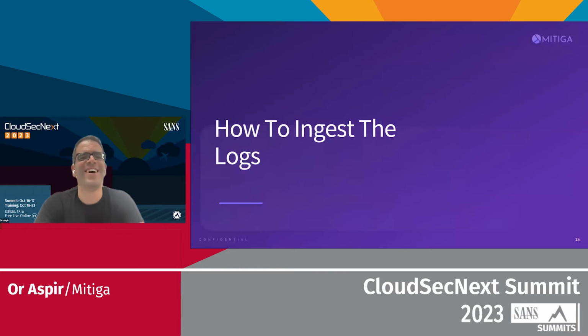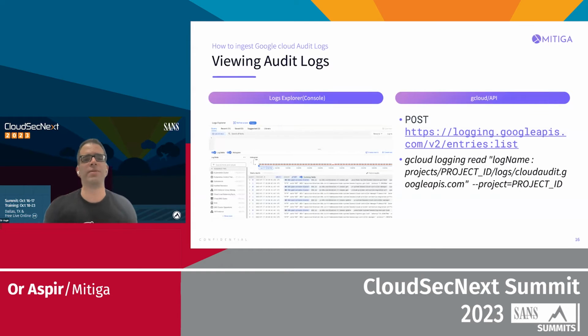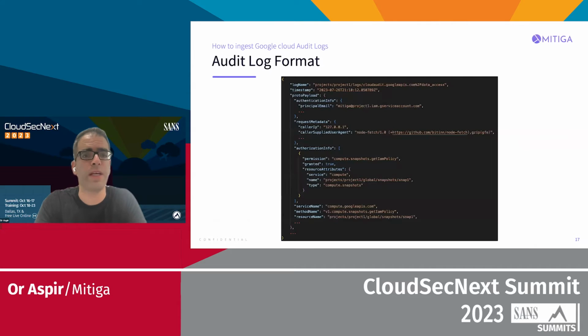Okay, so the last part about the logs, before we deep dive into the format of the logs, is how you can ingest them. There are a couple of ways. You can use Logs Explorer inside the console, where you can query and filter the logs, and you can use the gcloud CLI or API to filter and get them. Let's talk about the audit log format, and then we'll go to the exfiltration examples.